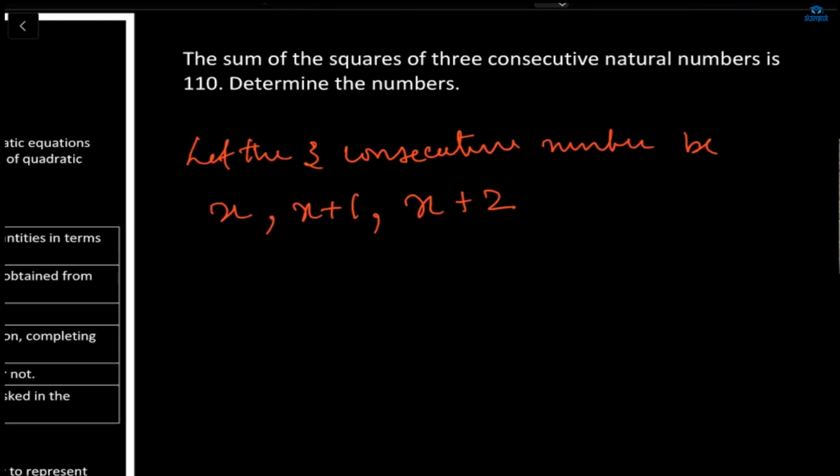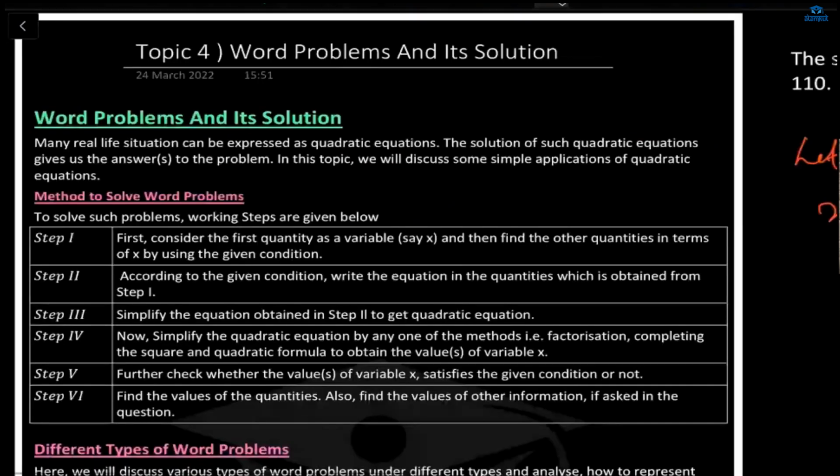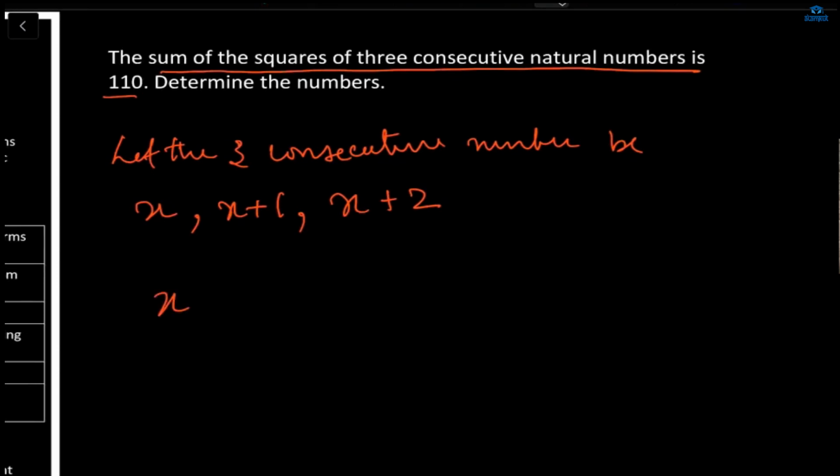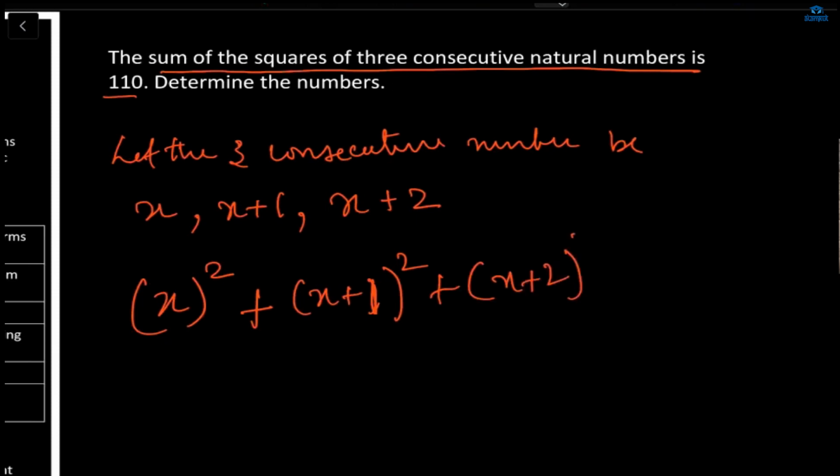Now, according to the given condition, write the equation in the quantities obtained from step 1. What is given here? The sum of the squares of three consecutive natural numbers is 110. So for the sum of squares, you have to add the squares of all the consecutive numbers: x square plus (x plus 1) square plus (x plus 2) square is equal to 110. So we are forming the equation. Now we need to solve the equation.